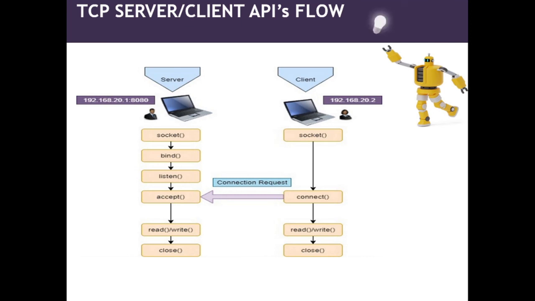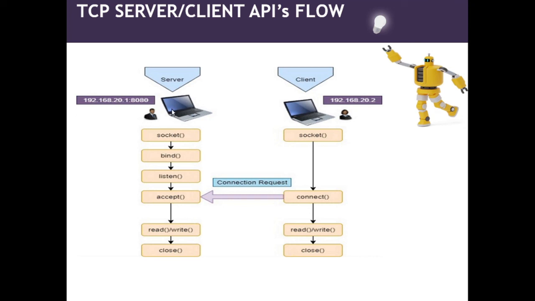So this is the TCP server-client API flow. We'll be discussing the code in the next session, but here we'll see the communication between the client and the server, and the list of APIs used in the server and the client. This is a server and this is a client. The server listens on port 8080 on a particular IP, and we have one client, on the same LAN I think because the IP is somewhat the same, which will communicate with this server.